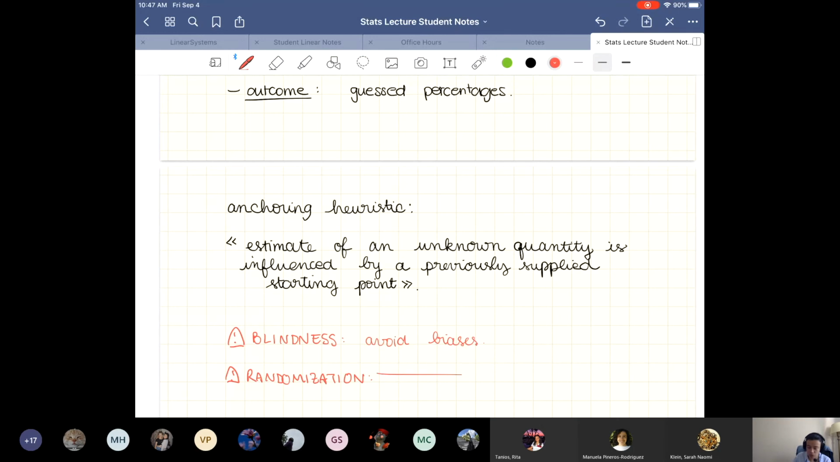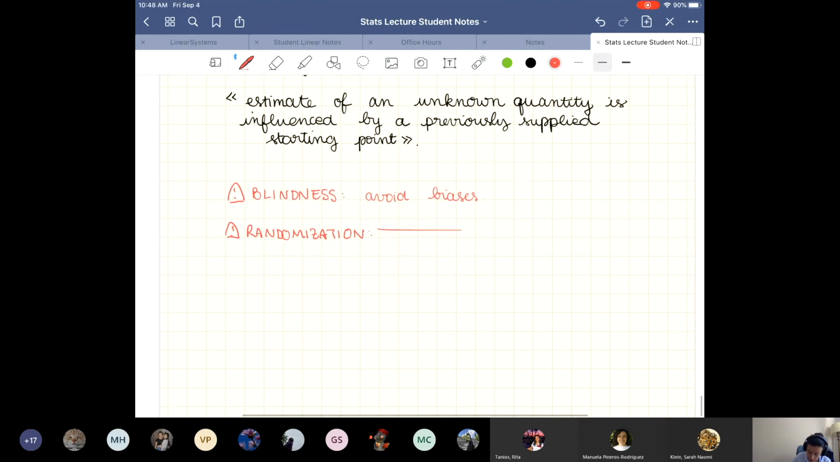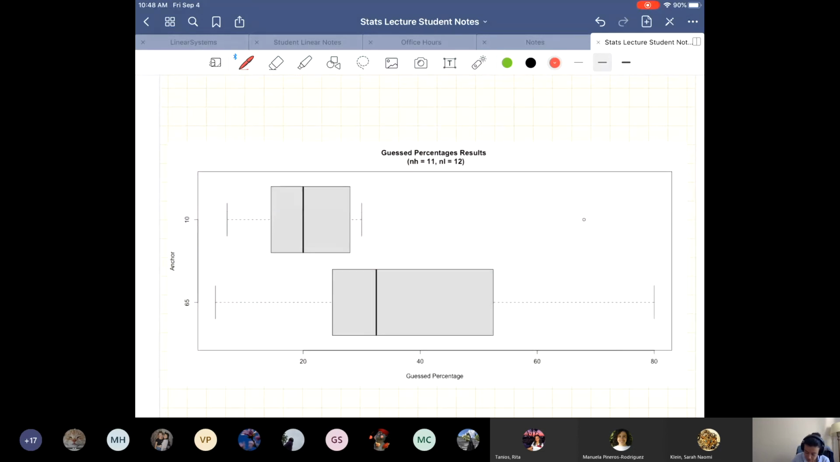So let's see. How did you do? The values of n are not right because I updated some results with some last minute answers that I got to the problem. Here we go. So this is the guessed percentage, the values that you guessed. This is the anchor, which means the value that I gave you, and these are box plots, which you now know how to read. Okay, so what can you see from the box plots?